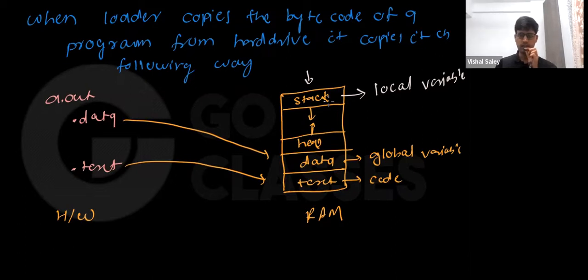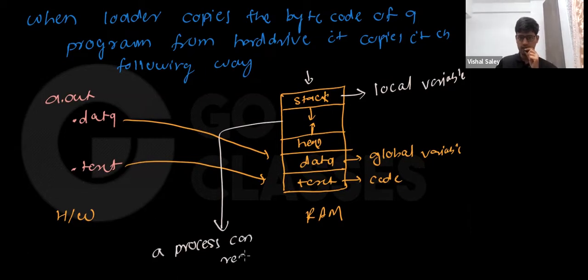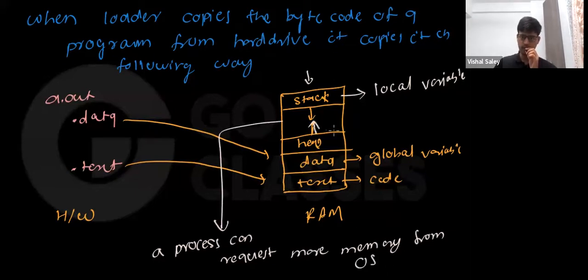The only other thing is that a process can request more memory from the operating system, and that memory will be given to the process from this heap. How exactly this expansion happens, we'll see in memory management. Is this understood?